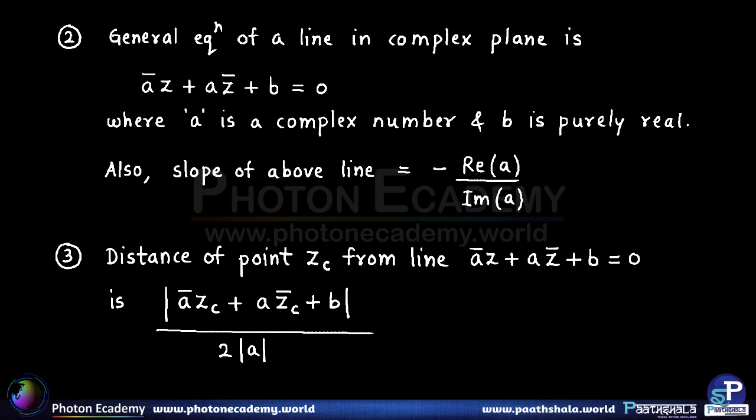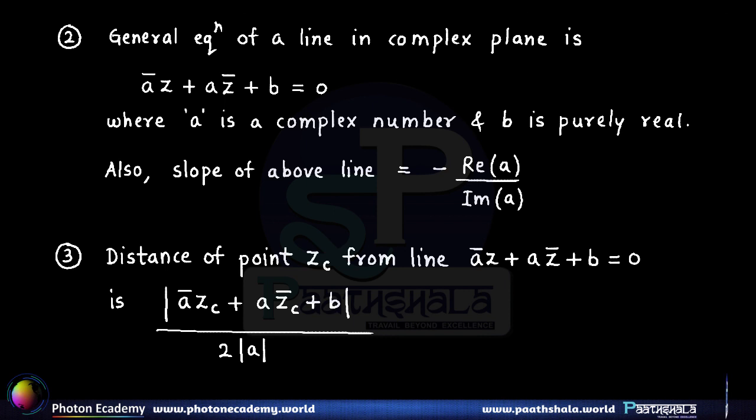and for this line the slope or the complex slope is given by minus of real part of a upon imaginary part of a. Okay, so since a is a complex number which is kind of an arbitrary constant, from that we can find out what is the slope of this particular line.